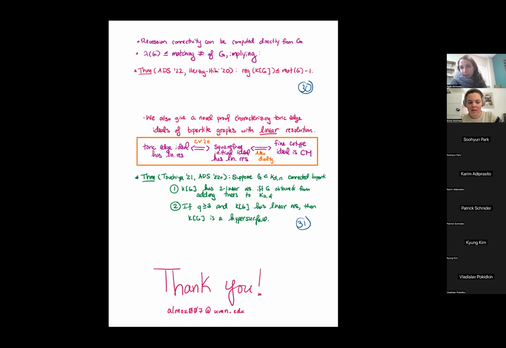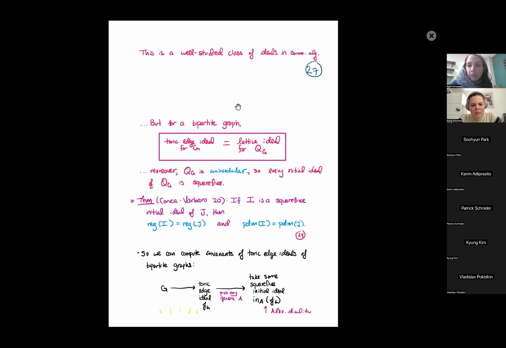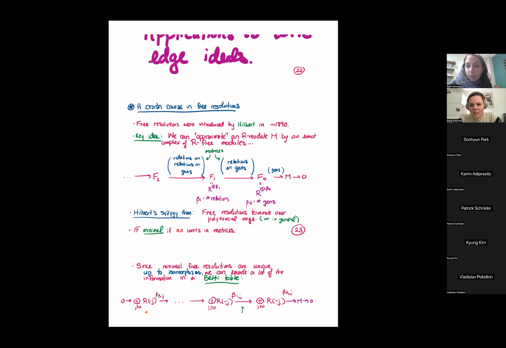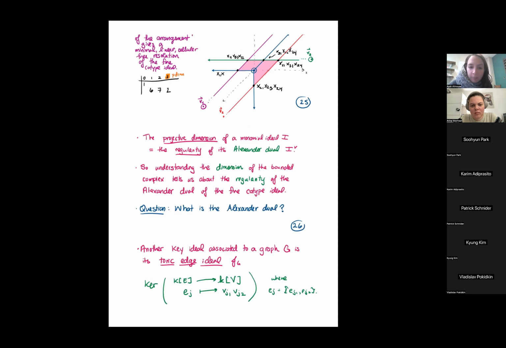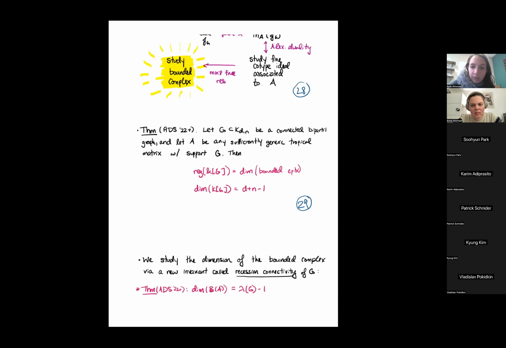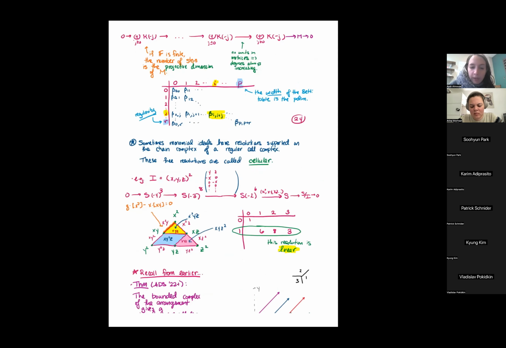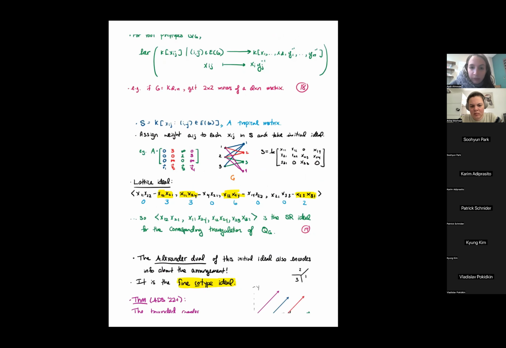Can you repeat what loops in a bipartite graph are? Are you asking about, did you say loops or cycles in the graph? Cycles? Yeah. So I didn't really get into this, but if you want to describe the generators of a toric edge ideal, the lattice ideal of a root polytope, what it comes down to is studying the minimal cycles.